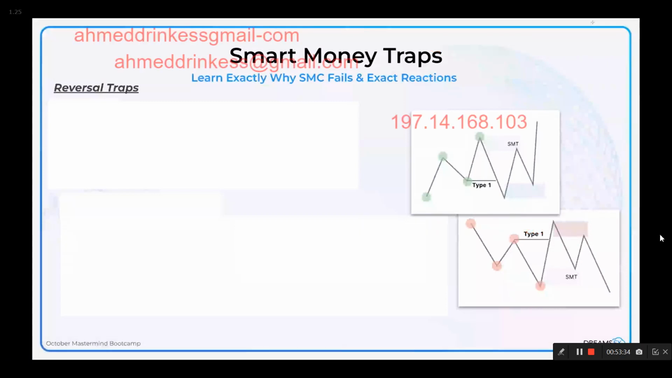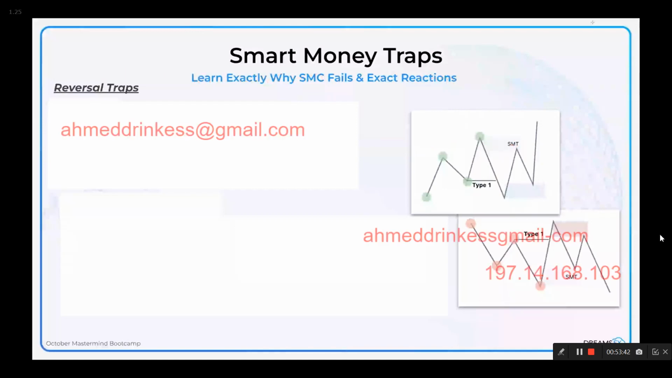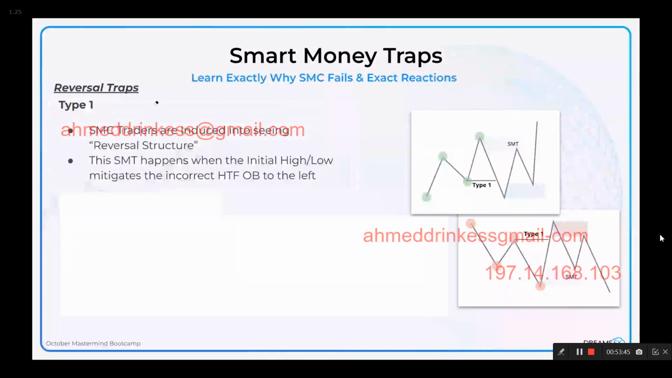So now that we know what SMTs are, or we have at least a diagram of it, let's see exactly how we can approach these. These are reversal traps, and these are our type 1 reversal traps.